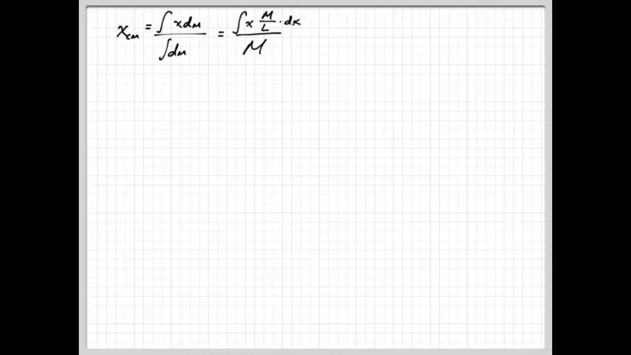Okay, and now you'll notice we have variables we can integrate over, right? The x and the dx. Now m over L is a constant, so I'm going to pull that out. And then all of that is over m, total mass. And then we just have to do the integral of x dx. Okay, and keep in mind the limits.